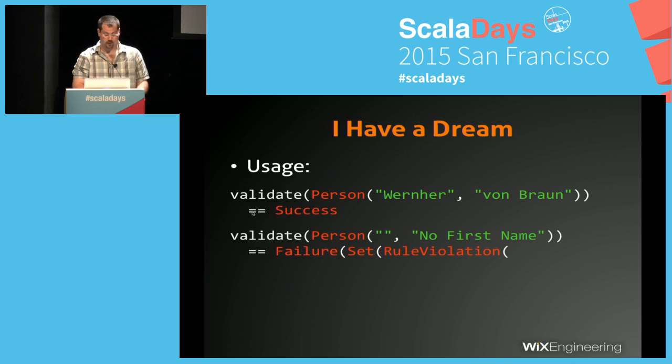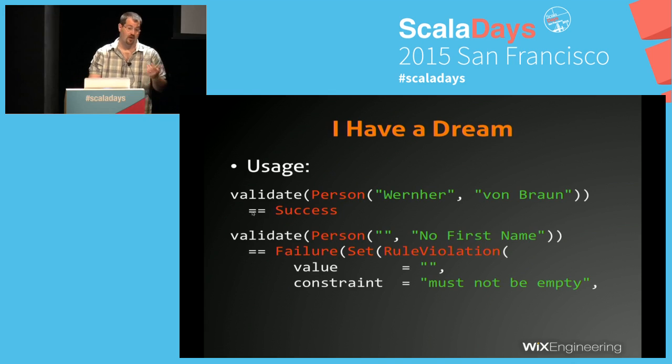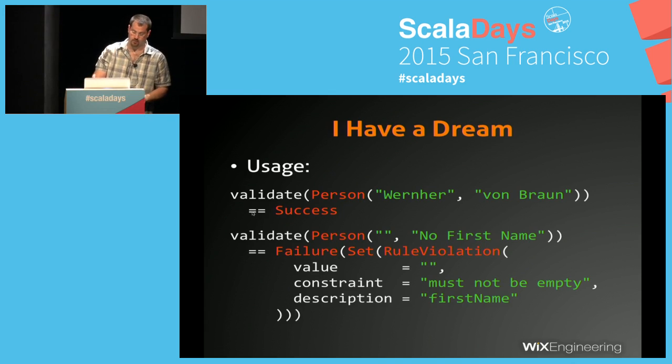And in this case, we only have the one, so we have a set with one rule violation, and a violation gives you the value on which validation failed. In this case, it's an empty string. It gives you the constraint that failed, which in this case is "must not be empty". And more crucially, it gives you a description of that little bit of data that you actually tried to validate and which failed validation, which in this case is the property called first name. So this is the envelope of the story, what's going to drive us forward.